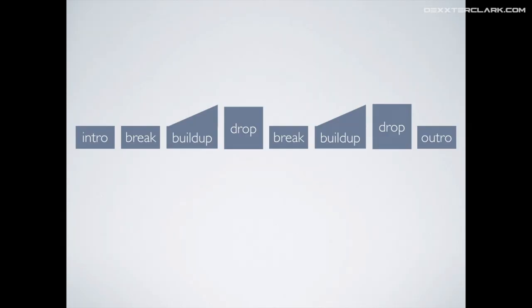Let's take a look at the structure, so the arrangement of a typical electro house song. You always work in blocks of 4 bars. First, start with the intro, 16 bars, a break, 16 bars, a build-up, 4, 8 or 16 bars, drop, 16 bars, break, 16 bars, build-up, 4, 8 or 16 bars, drop, 16 bars, and the outro, 16 bars. Nothing is set in stone and there are a lot of variations out there.